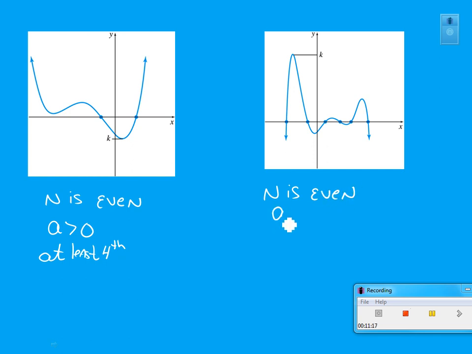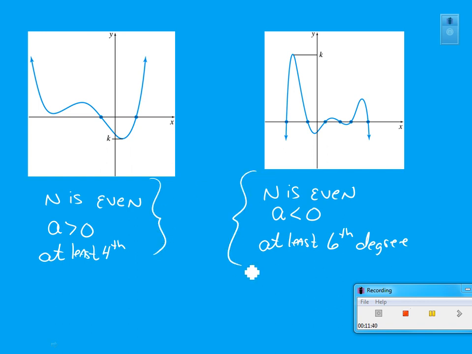I know that a is negative. And if we look at its degree, it's got to be at least a 1, 2, 3, 4, 5. It's got to be at least a 6th degree polynomial. Like I said, could be an 8th, could be a 10th. You'll have a few on your assignment today in the book. They're really easy. You'll just look at the graph and you'll list those exact same things.